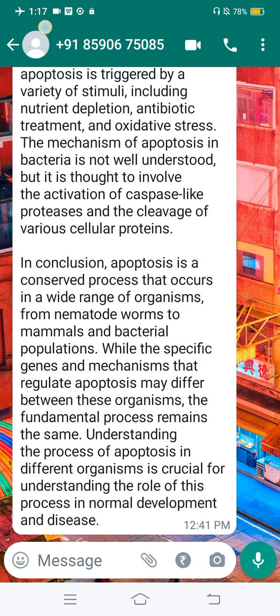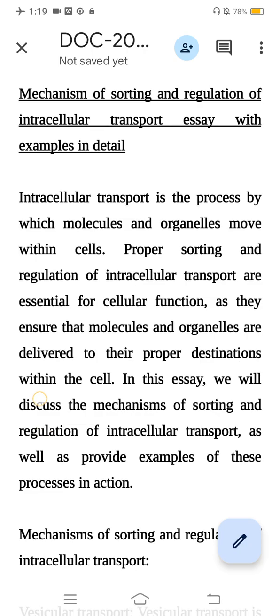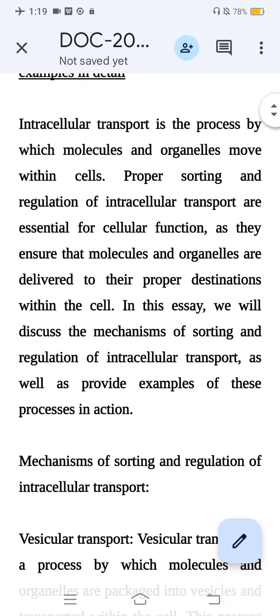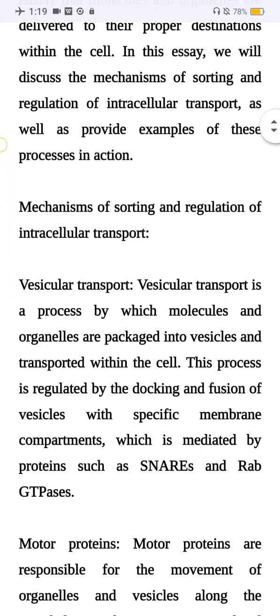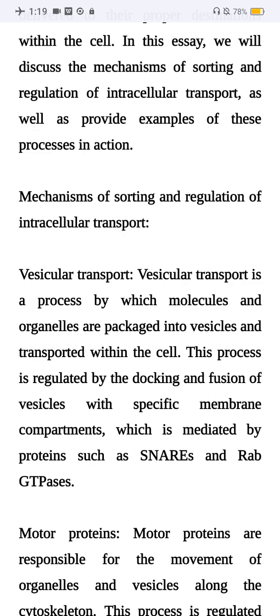Next topic is the mechanism of sorting and regulation of intracellular transport. Intracellular transport is the process by which molecules and organelles move within cells. Proper sorting and regulation of intracellular transport are essential for cellular function, as they ensure that molecules and organelles are delivered to their proper destinations within the cell. In this essay, we will discuss the mechanisms of sorting and regulation of intracellular transport, as well as provide examples of this process in action.